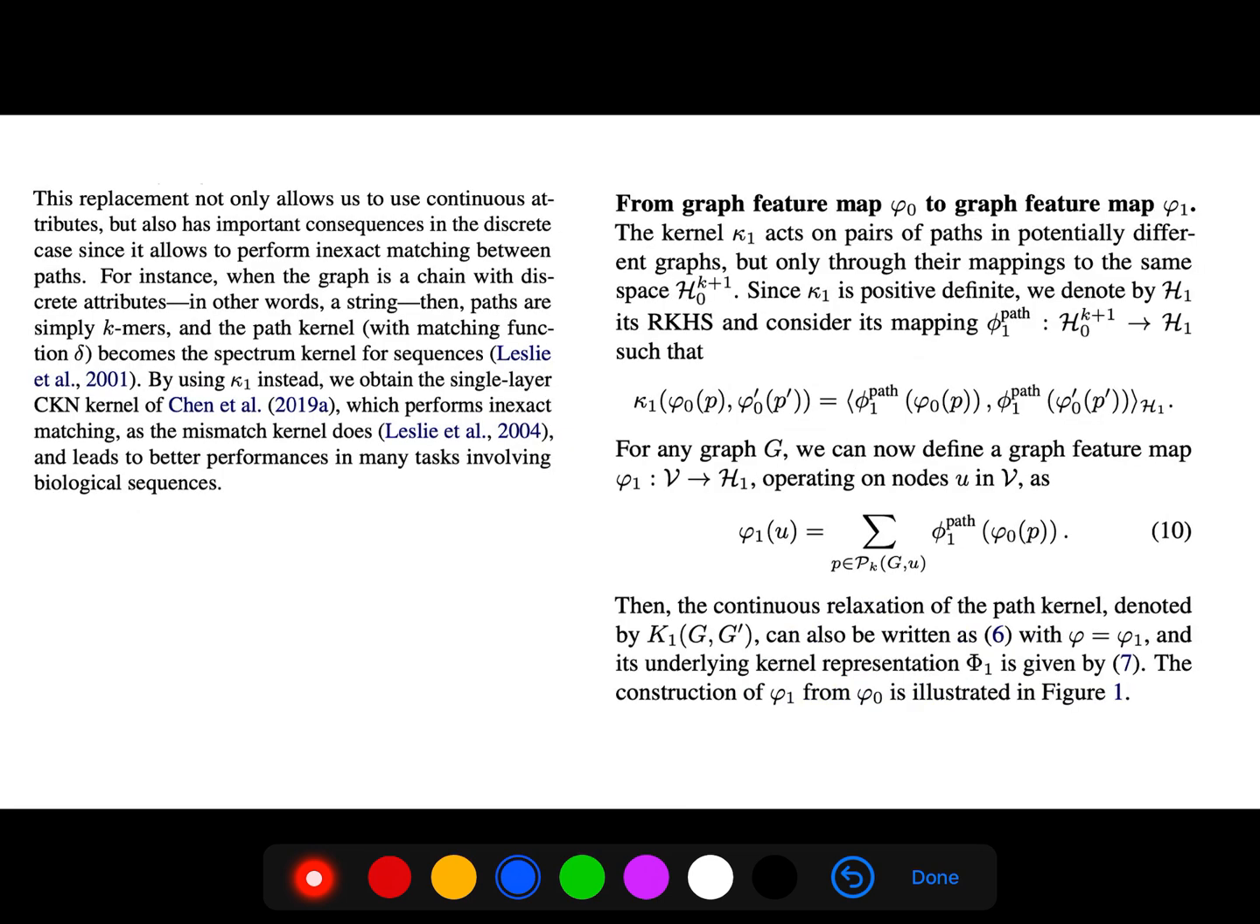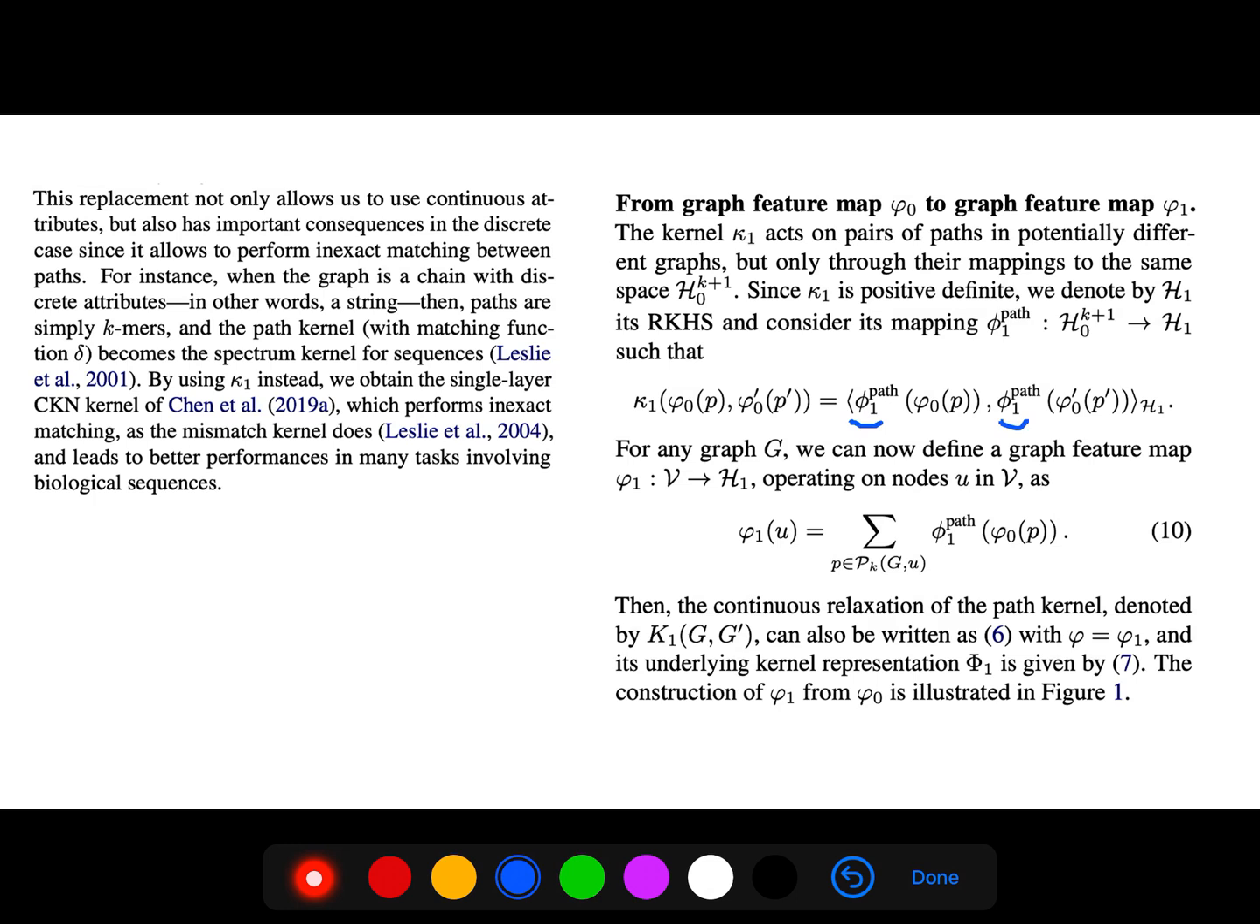So we go from feature maps to graph feature maps. The kernel kappa sub 1 acts on pairs of paths in potentially different graphs, but only through their mappings to their space H_{k+1}. Since kappa 1 is positive definite, we denote by H1 its reproducing kernel Hilbert space and consider this now phi 1, the phi 1 map.